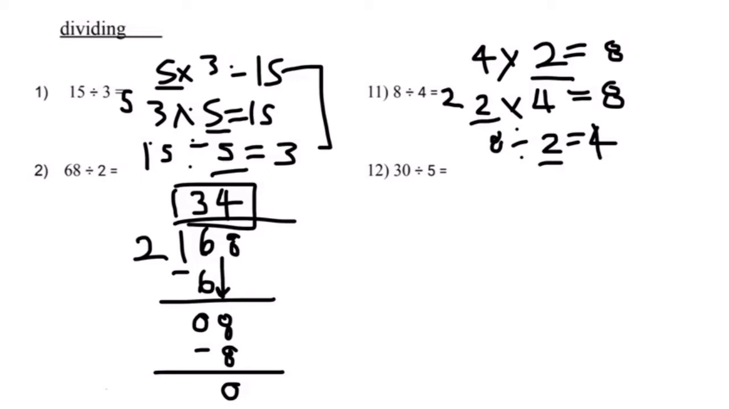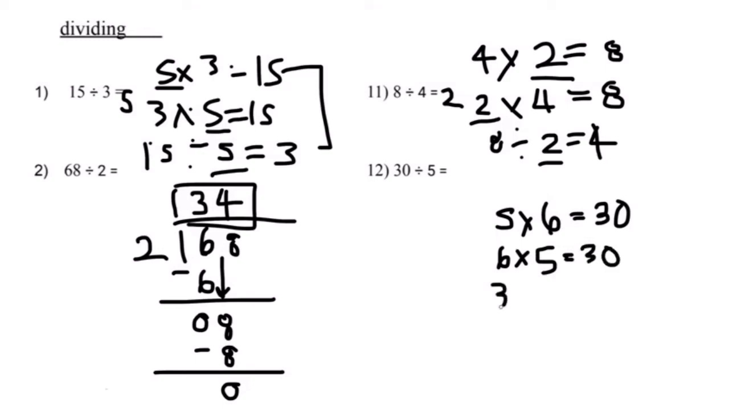Last but not least, number 12, 30 divided by 5. We know that 5 times 6 equals 30. 6 times 5 equals 30. And 30 divided by 6 equals 5. Well, based off this factor family, we know that 30 divided by 5 should equal 6 because 5 times 6 equals 30, 6 times 5 equals 30, and 30 divided by 6 equals 5.